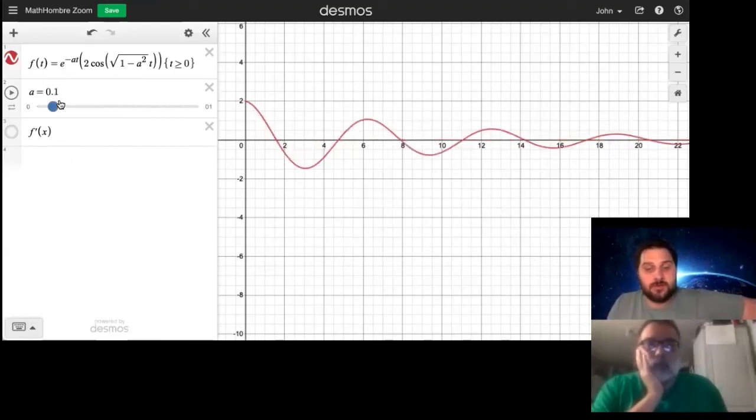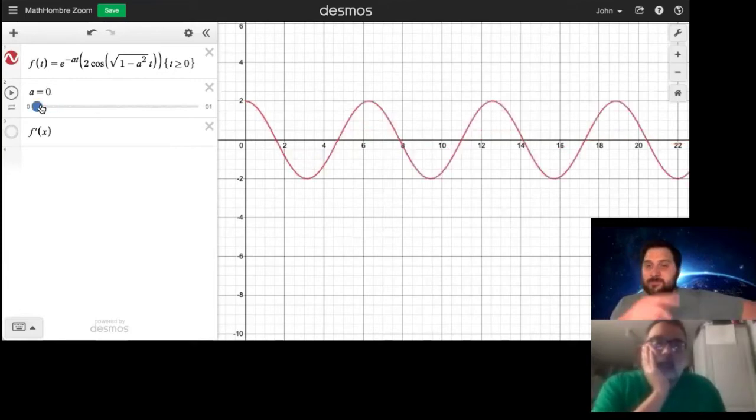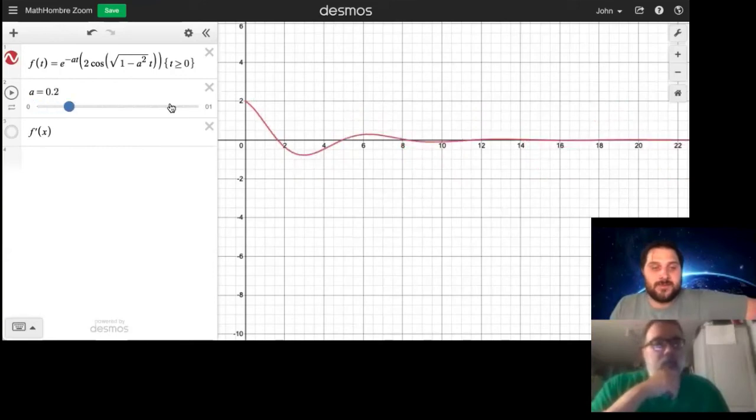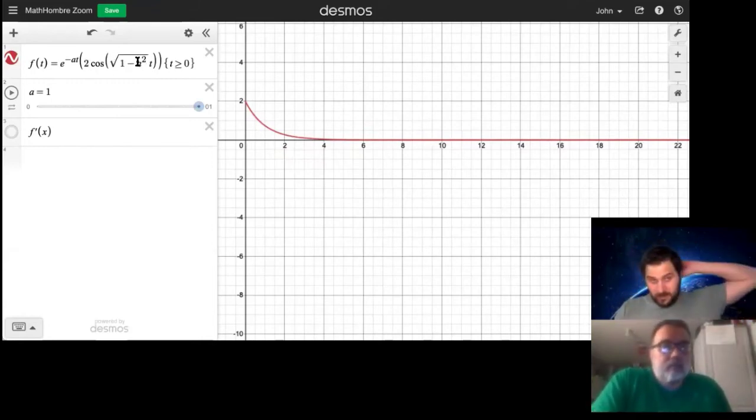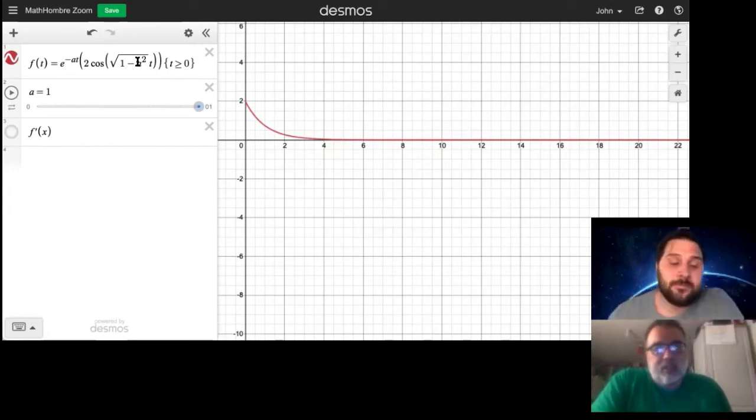So again, intuitively, think of this A as the strength of the dampening. If it's 0, we have just a harmonic oscillator, simple harmonic motion. And if it's 1, I think it is just a decay. In fact, look, if A is 1, then 1 minus A squared is 0, and so you just have cosine of 0, which is 1. So we just get the exponential.